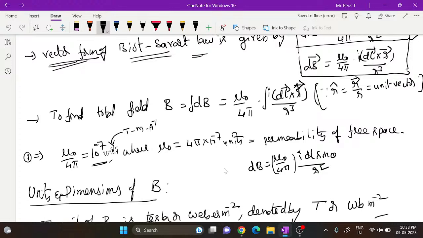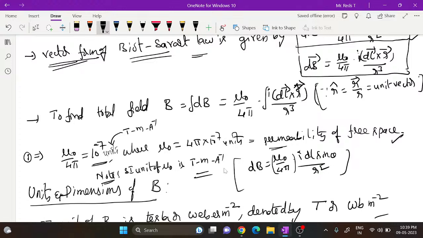Similarly, from this you can write the expression for mu naught, which is called the permeability of free space, 4 pi into 10 power minus 7 units. Here again, the unit of mu naught is Tesla-meter per ampere. By using the units of this, you can also write the dimensional formula.